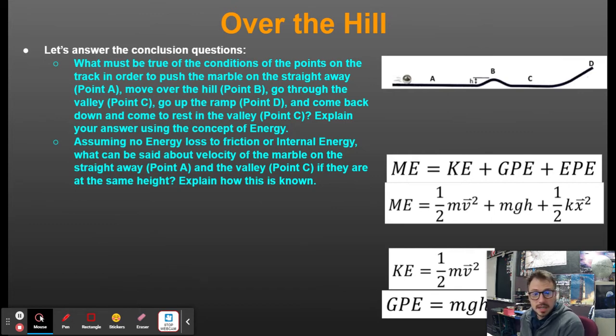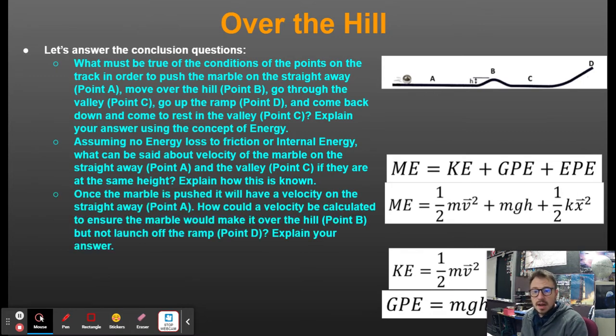Well, if they're at the same height, they have the same gravitational potential energy, which means they have the same kinetic energy. So they're going the same velocity. Now, once the marble is pushed, it's going to have a velocity on the straightaway. How could a velocity be calculated to ensure the marble would make it over the hill but not launch off the ramp? So this is trying to find the sweet spot of how much kinetic energy has to be given to that marble in order to get it over the hill but not launch off the ramp.